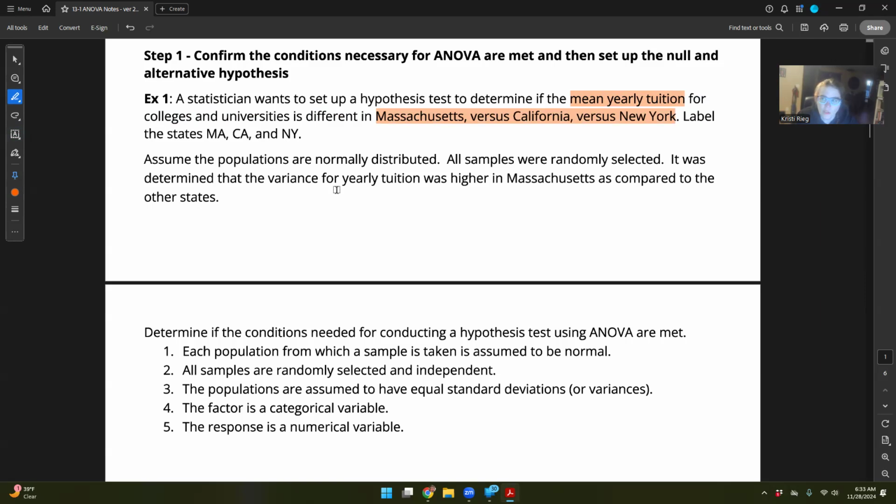Assume the populations are normally distributed. All samples are random. All this stuff will help us with the bottom. So at first it says each population is assumed to be normally distributed.